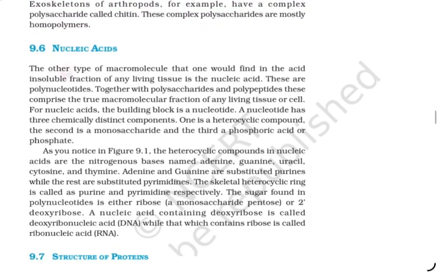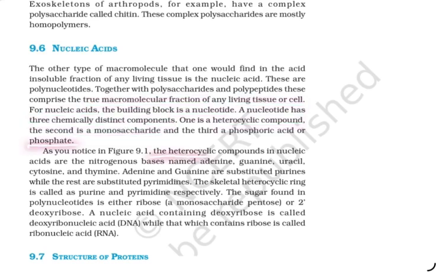The nucleic acids are the other type of macromolecule one would find in the acid insoluble fractions of living tissues. These are polynucleotides. Together, the polysaccharides and polynucleotides comprise the true macromolecular fractions of any living tissue or cell. For nucleic acid, the building block is a nucleotide, and nucleotides have three chemically distinct components. One is a heterocyclic compound, the second is a monosaccharide, and the third is phosphoric acid or phosphate.